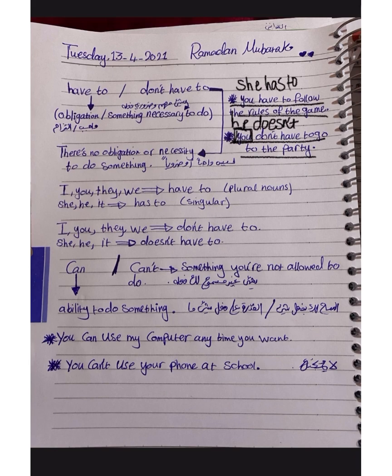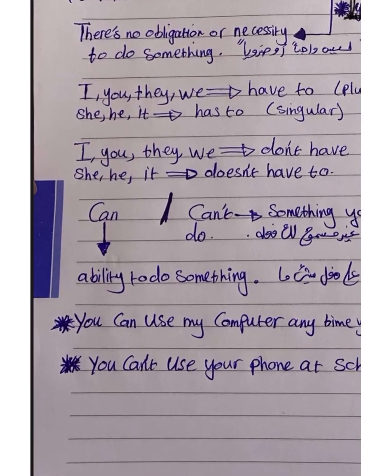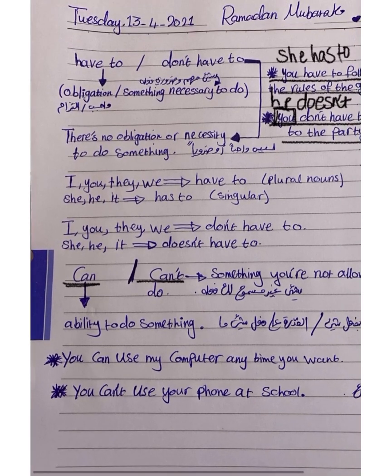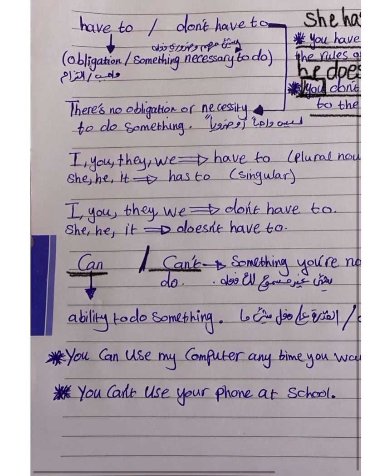Now let's move to the second part of our structure, which talks about can and can't. Okay, can and can't. Before I explain them I want to give you examples, and you have to guess the difference between them. When do we use can?